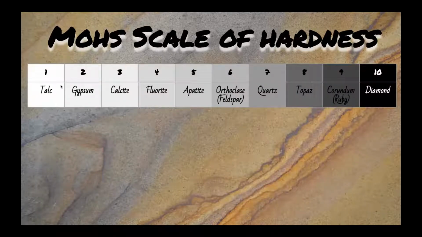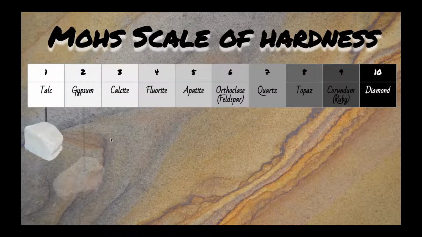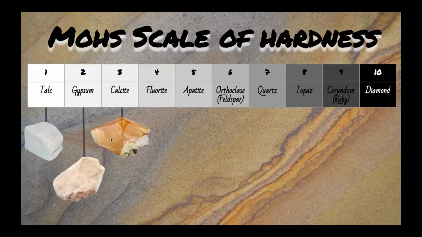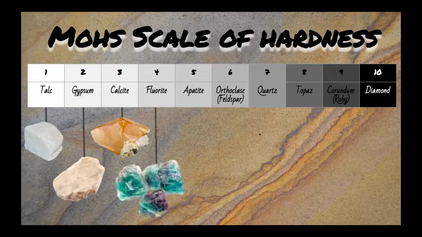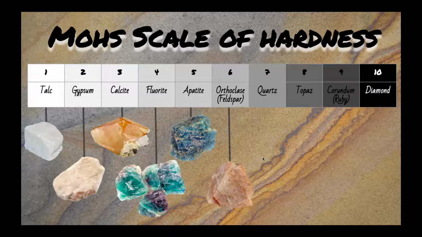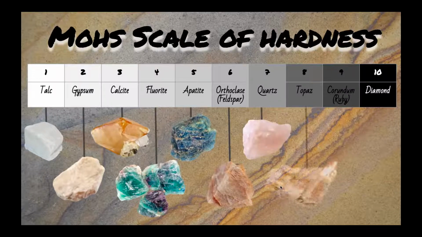So 1 is talc, that is the softest. 2 is gypsum. 3 is calcite. All right, here we go. 3 is calcite. 4 is fluorite. 5 is apatite. 6 is orthoclase, otherwise known as feldspar. 7 is quartz. 8 is topaz.